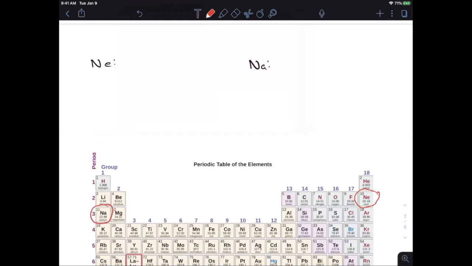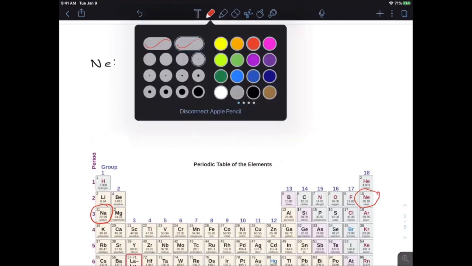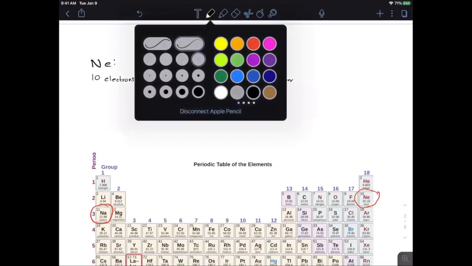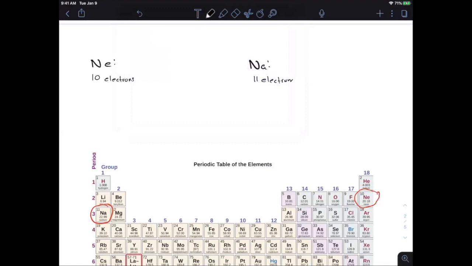We'll start off and ask, how many electrons does each have? Neon, we can see, has 10 electrons, so we're going to need to account for 10 electrons. Sodium is going to have 11 electrons. All right, so what we want to now be able to do is account for all of these. We're going to start the same way. We have 10 electrons.